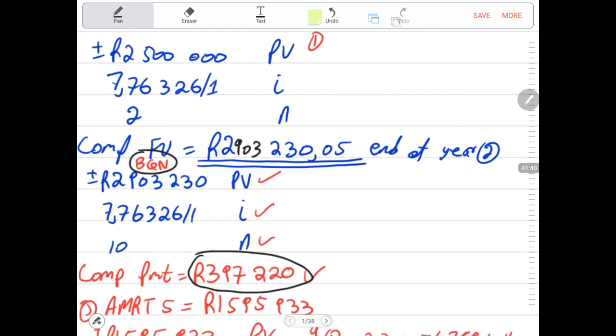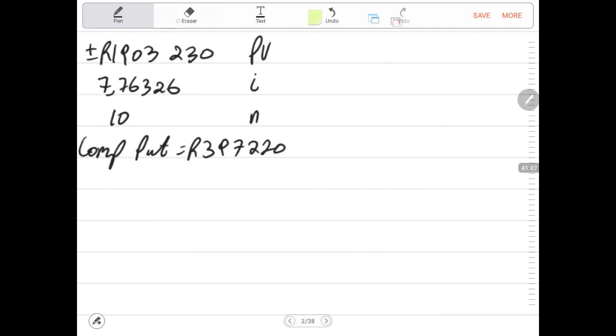1,903,000. Oh, sorry, that is 2,903,000. That is where the biggest problem is. I'm sure some of you have already corrected me on that. We have 2,903,230 plus minus present value.